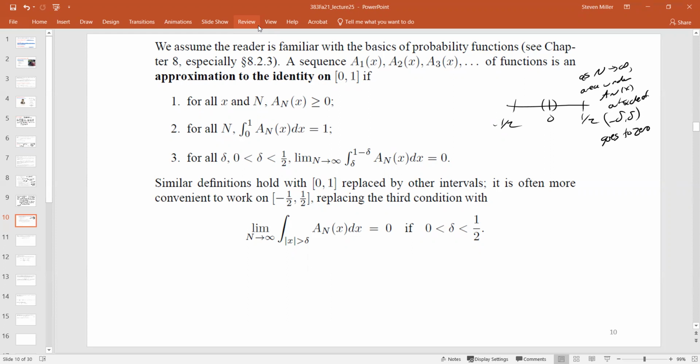What do the first two conditions remind you of? a_n of x is greater than or equal to 0, and the area under the curve is 1. Yeah, this basically tells you a_n is a probability density. The last one is saying that as n goes to infinity, almost all of the mass is concentrated near the origin. So can somebody give me an example of a good probability distribution with a parameter so that I'm getting more and more mass concentrated at the origin?